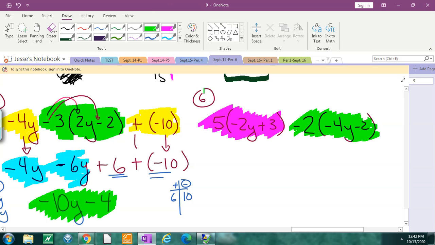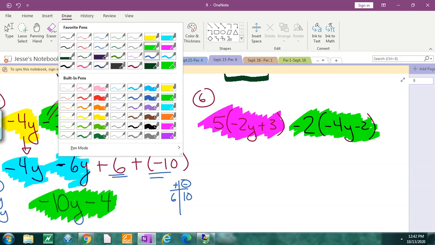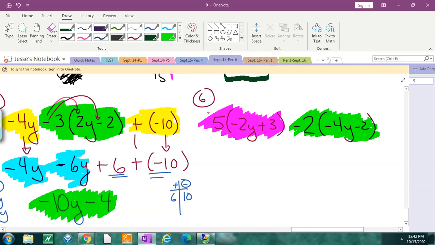So what do we do? Go ahead and do distributive property, the arrow. All right, so let's see the arrow. So here we go. 5 times negative is negative, and then 5 times 2y is 10y. Okay, the next one. Positive times positive is positive. And then 5 times 3 is 15.